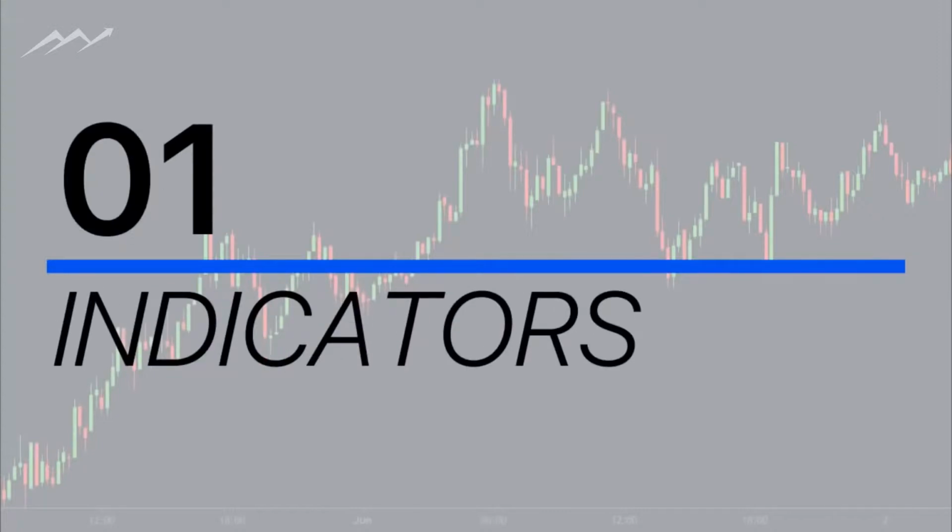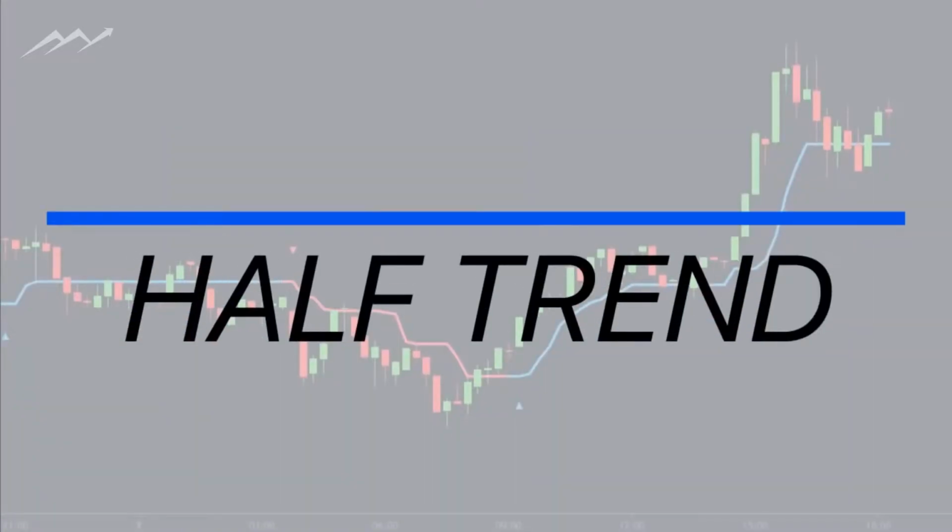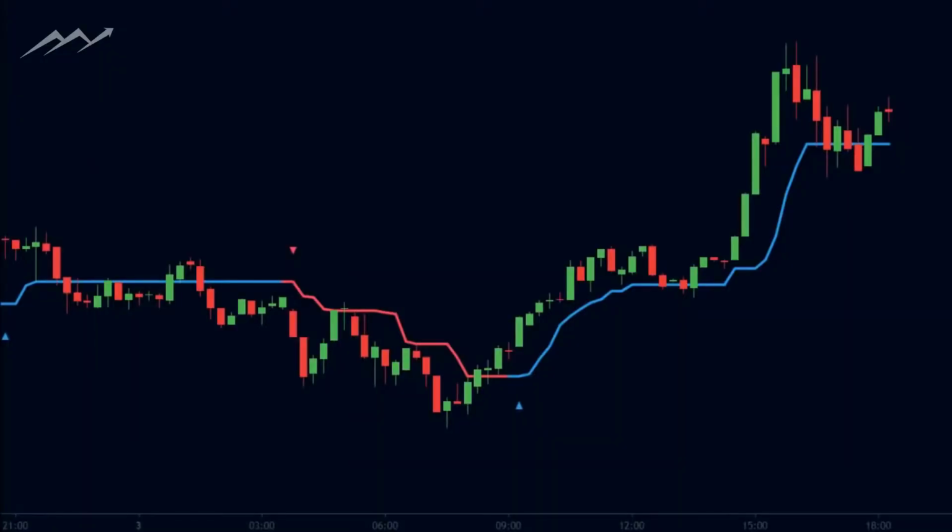First, let us discuss the indicators that we will use in our strategy. The first indicator that we will be using is called the half-trend indicator. The indicator is available on Tradingview as well as other platforms. If you want to use the indicator on Tradingview, then follow these steps.